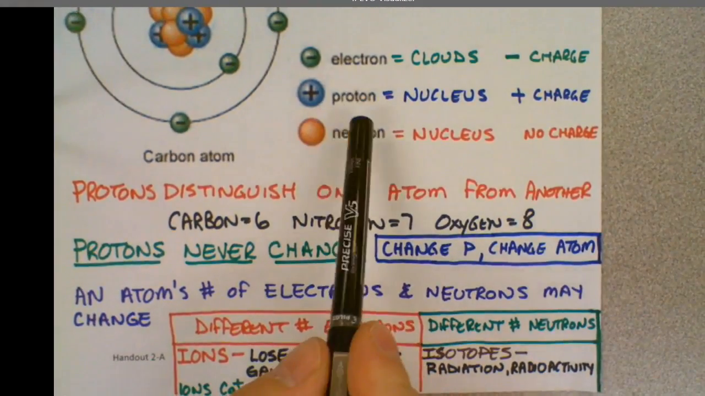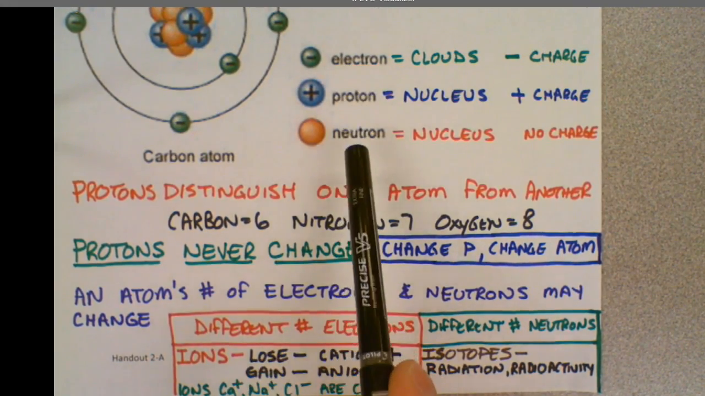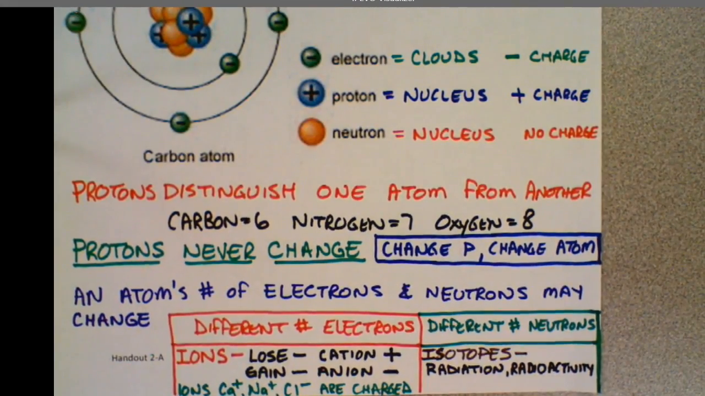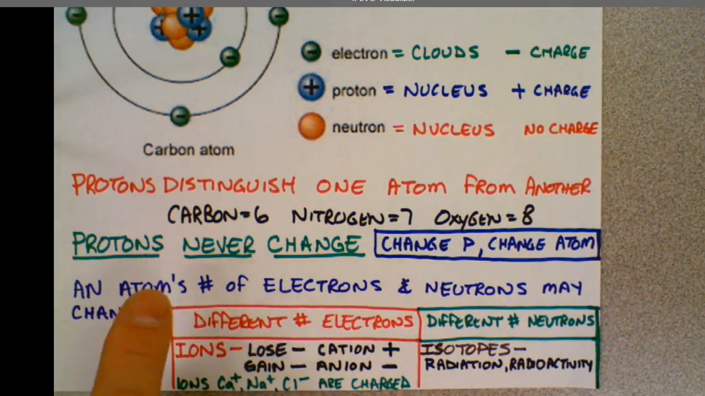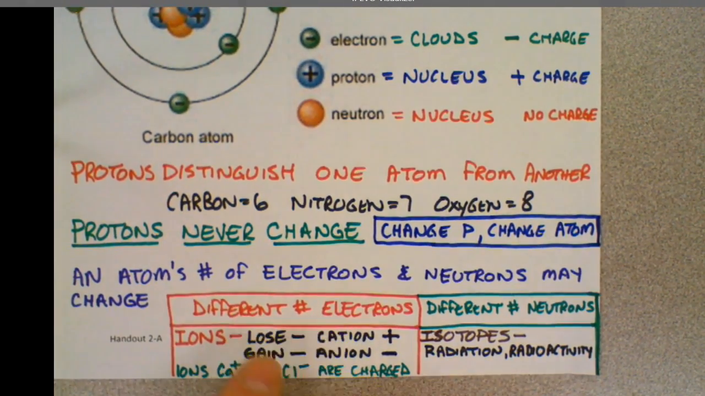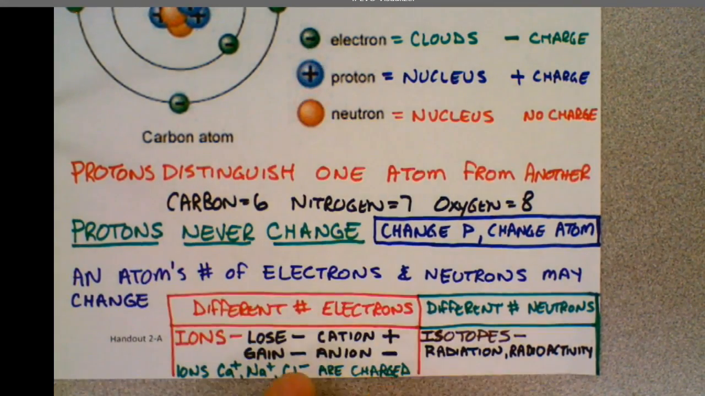So even though carbon, for example, always has 6 protons, its electrons and its neutrons may change. So written in purple here, I just say that an atom's number of electrons and neutrons may change. If we get a different number of electrons, they are called ions. And what they do, because electrons are negative, if we gain or lose an electron, we are going to charge that atom.